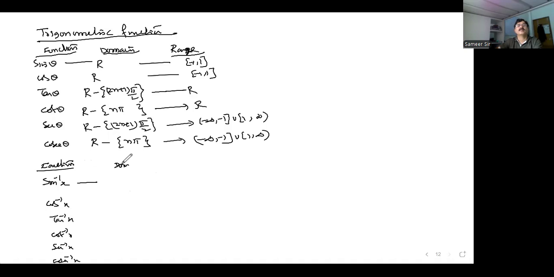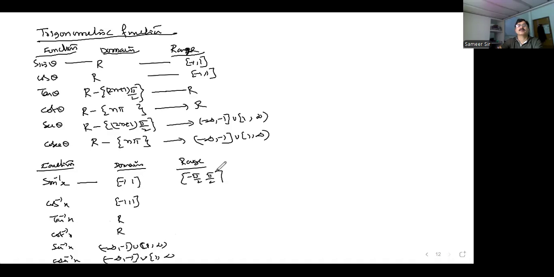The domain and range for the inverse. Domain is -1 to 1. Here also it was -1 to 1. This is R, this is also R. -infinity to -1 union 1 to infinity, closed. Same as it is, -1 to 1, closed here, union 1 to infinity.